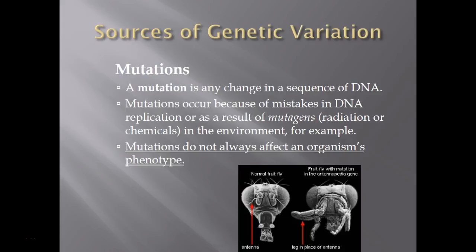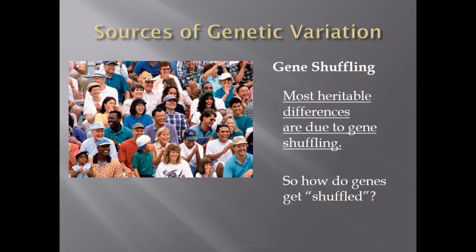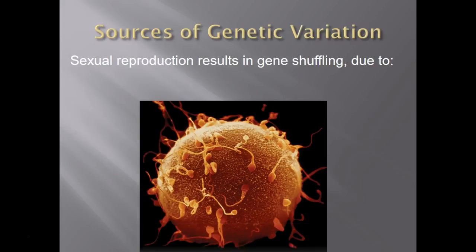But even though this is an example of a mutation that affects a phenotype, they don't always affect an organism's phenotypes. So gene shuffling is the cause of most differences in organisms. Most phenotypes, you can see in this population of humans, that you've got obvious differences between them, and that's due to gene shuffling. So how do genes get shuffled then?